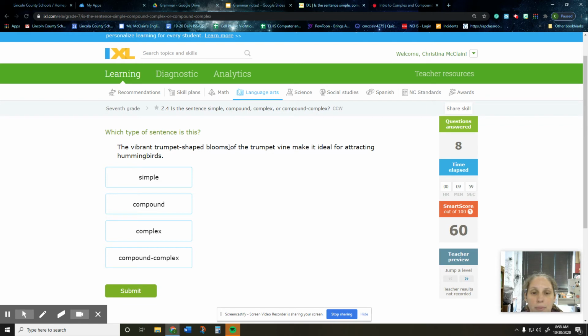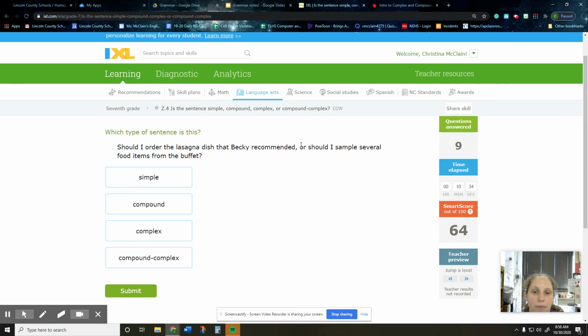The vibrant trumpet-shaped blooms of the trumpet vine make it ideal for attracting hummingbirds, okay? I've got a subject, okay? I have a predicate. This is a simple sentence. I don't have any subordinating conjunctions or relative pronouns, okay? So it's simple.